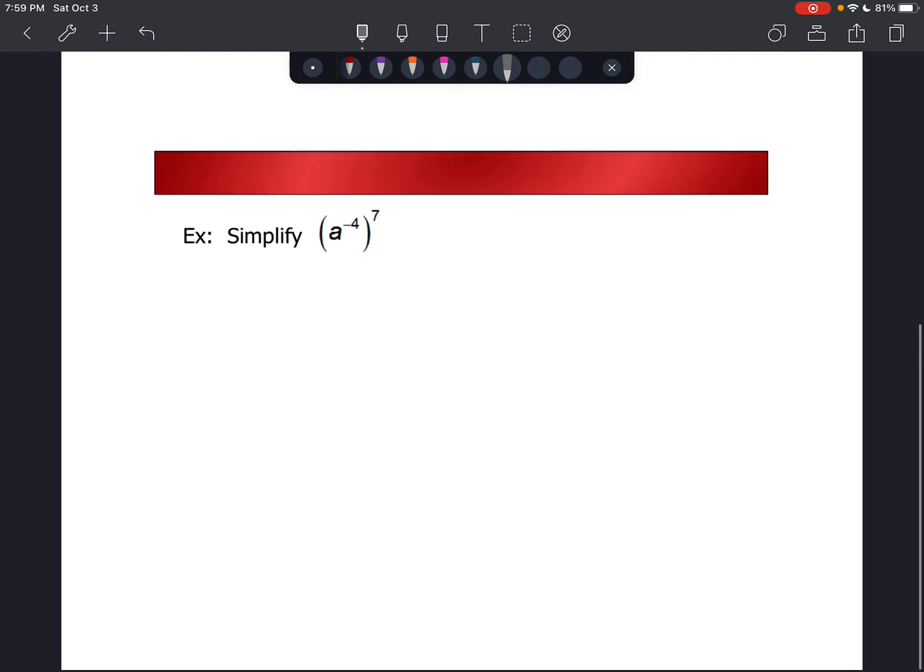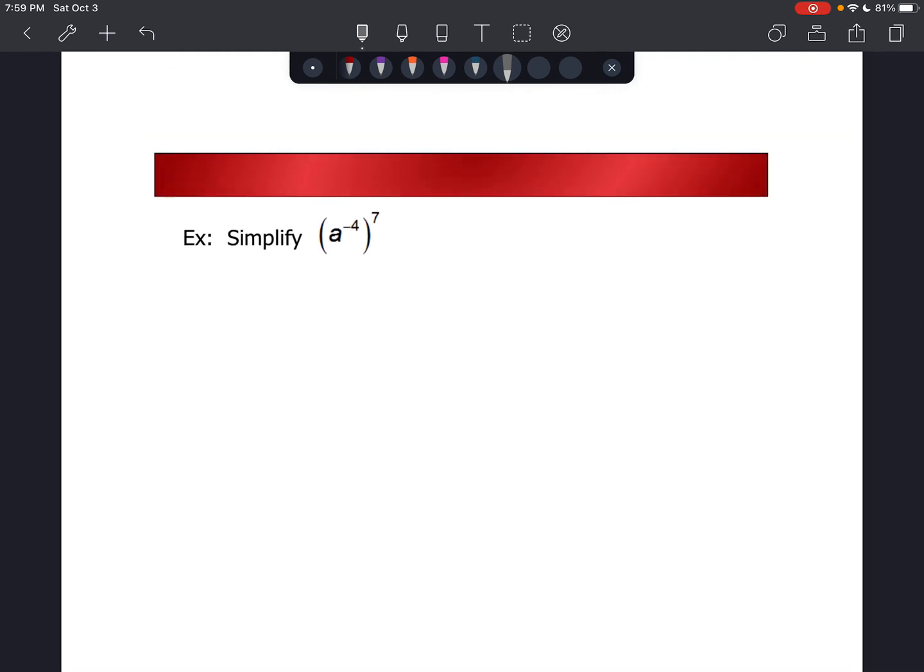Okay, you try the next one. a to the negative 4 raised to the 7th power. And that would be the same as a to the negative 28. However, negative exponents, we need to make those positive. So it would be 1 over a to the 28th power.